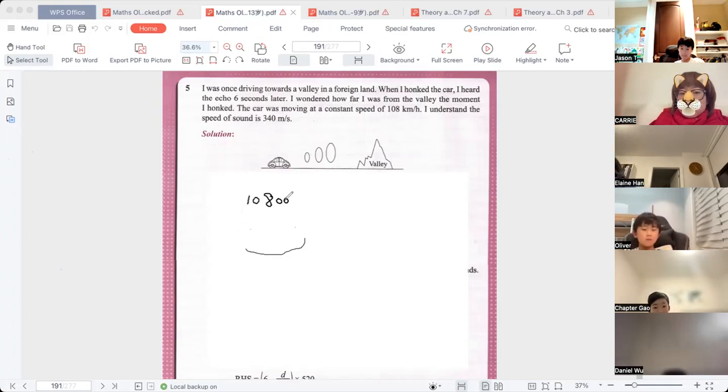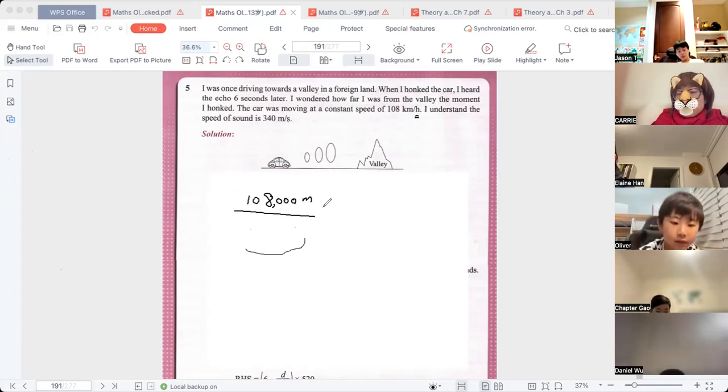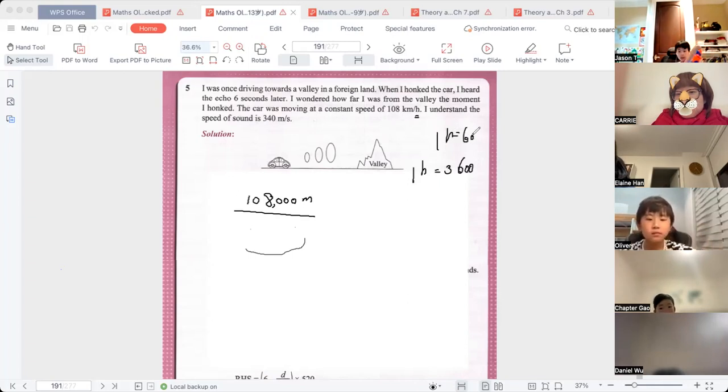So first you transfer it into 108,000 meters, right? And divided by what? So now it's per hour, right? So transfer into seconds. So 1 hour equals how many seconds? 60. 3,600. 1 hour equals 60 minutes, and 1 minute equals 60 seconds. So that's why 1 hour equals 3,600 seconds. So basically, you're using this one divided by this one.